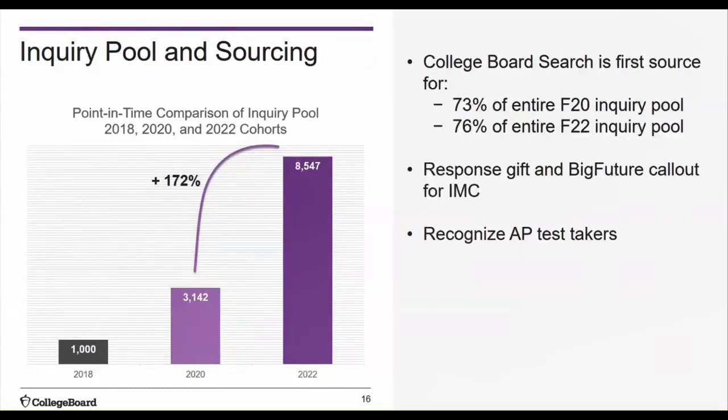Either from search orders or organic AP score submissions, we send a personalized letter from our college deans to juniors on down with resources on credit for APs by AP score, which we have heard is very valuable to these students in helping build affinity with the institution.